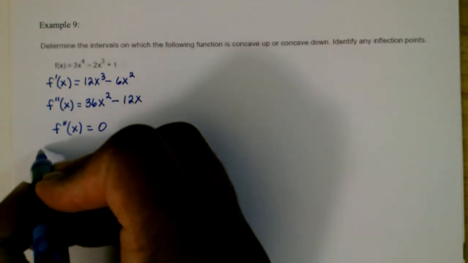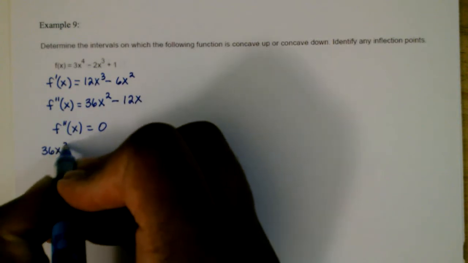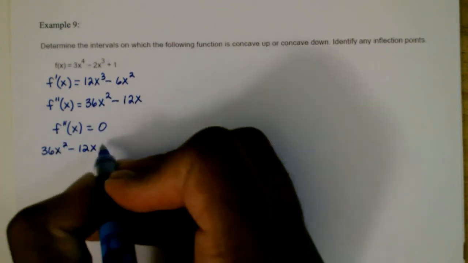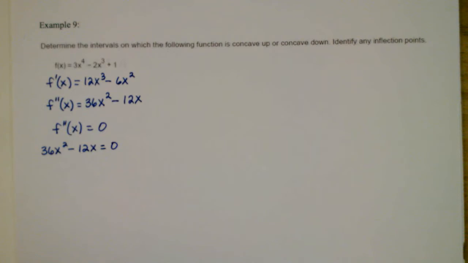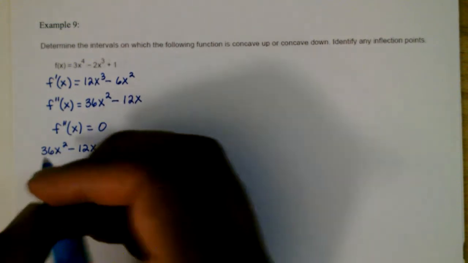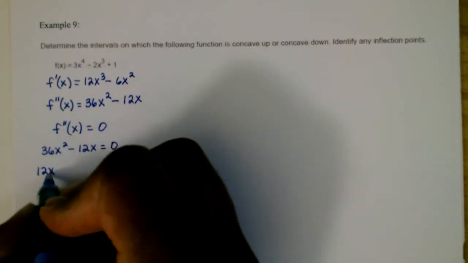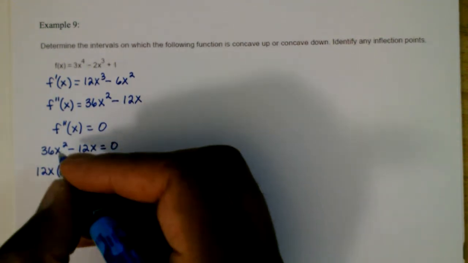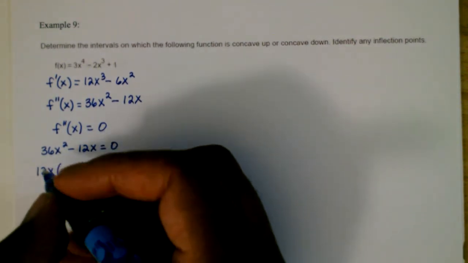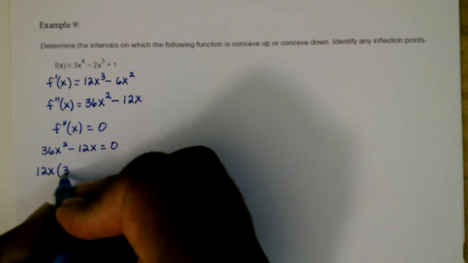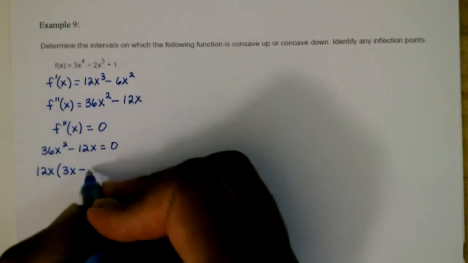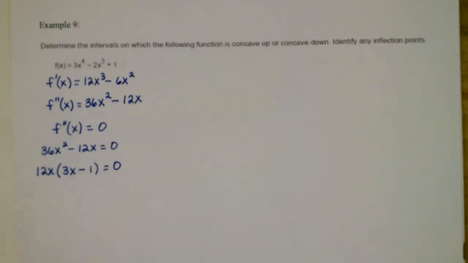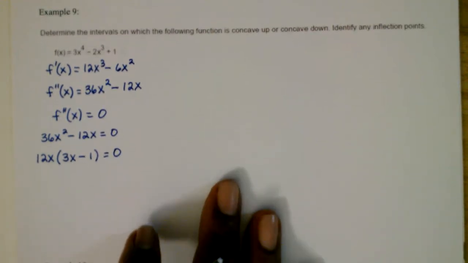Now, f double prime of x was 36x squared minus 12x. So that's going to be set equal to 0. And now we're going to have to do some factoring here. The common factor in 36x squared and minus 12x will be 12x. So I factor out the 12x. 36x squared divided by 12x will be 3x. Minus 12x divided by itself will be 1. And then we set that expression equal to 0.